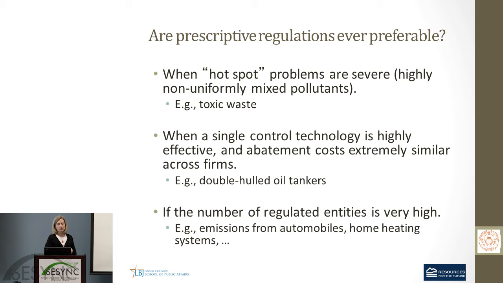So are the traditional approaches ever preferable? That's leading into this question. I would say under three different conditions. One is when I have severe non-uniform mixing problems. I remember there was a debate, which we talked briefly about yesterday, over a new arsenic standard under the Safe Drinking Water Act, going back to 1999, 2000.